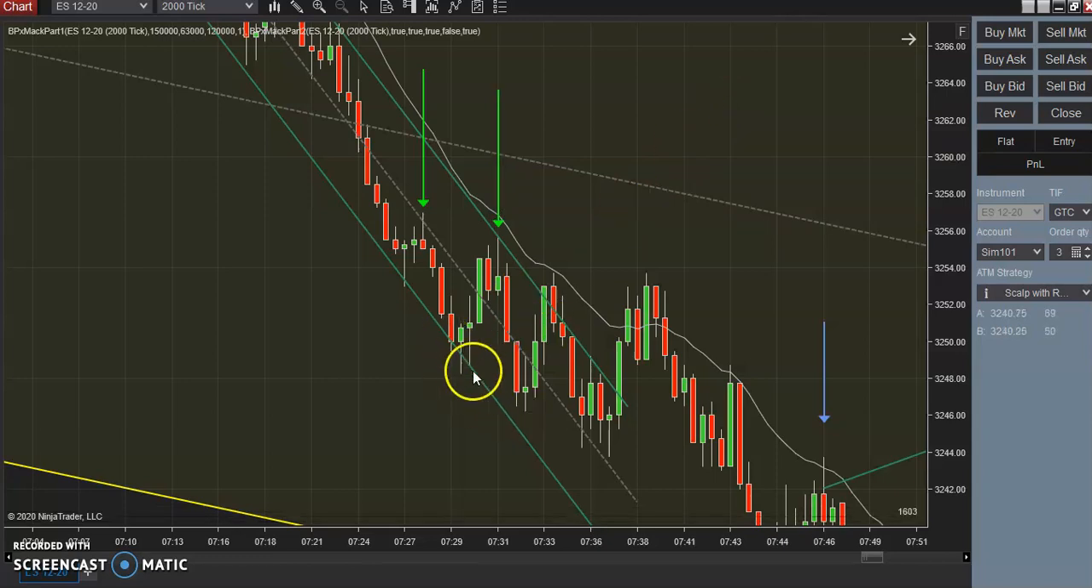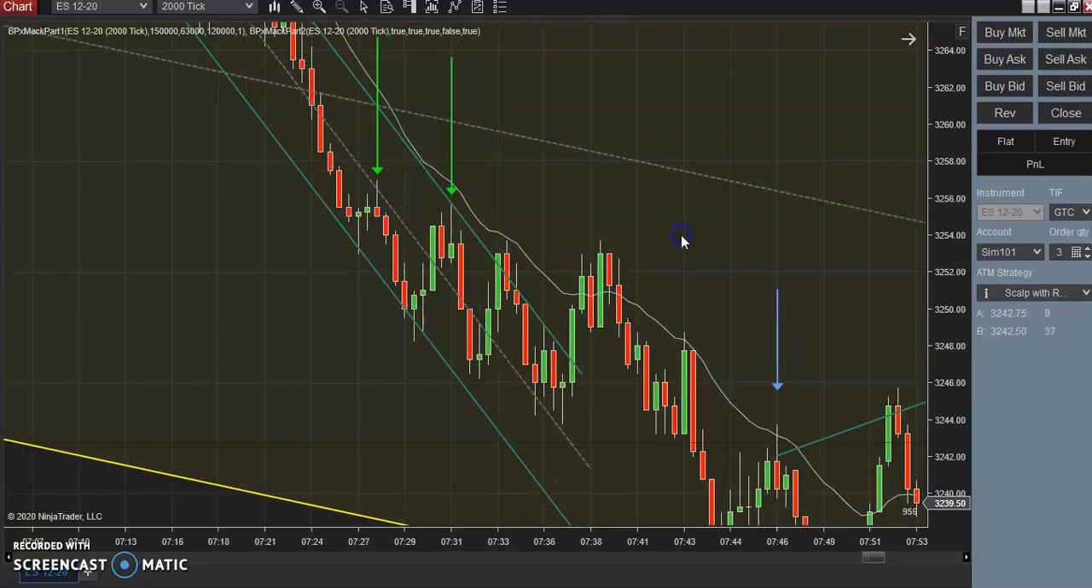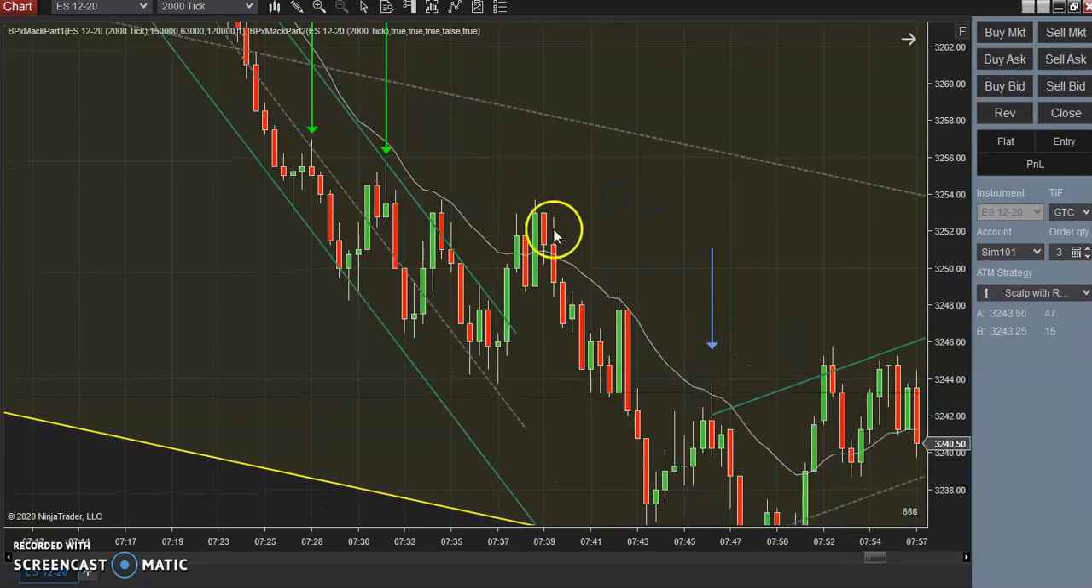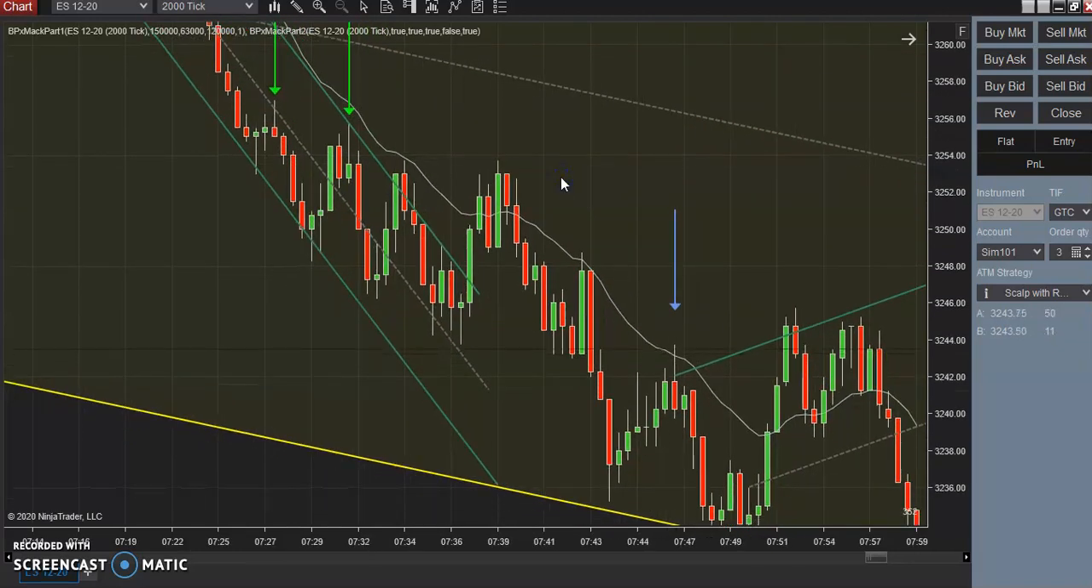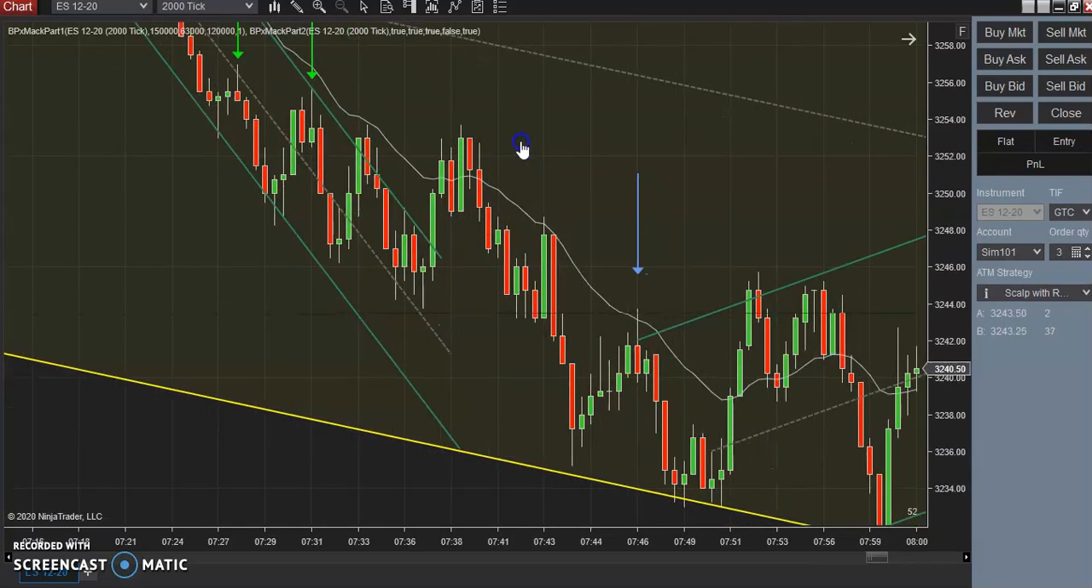And then it gets a little bit congestive here, or at least the channel starts to flatten out right here. And you get a break. And again, no, we don't get a good signal bar. We're just getting green signal bars. Here, these lower highs, they're just green bars, and we're looking for nice red bearish bars.